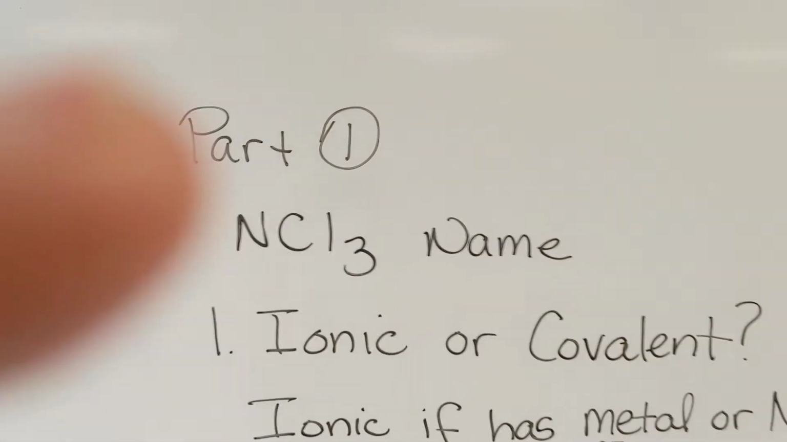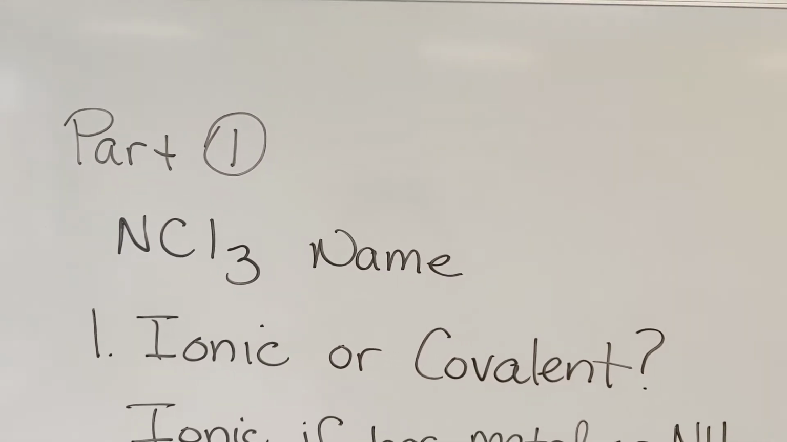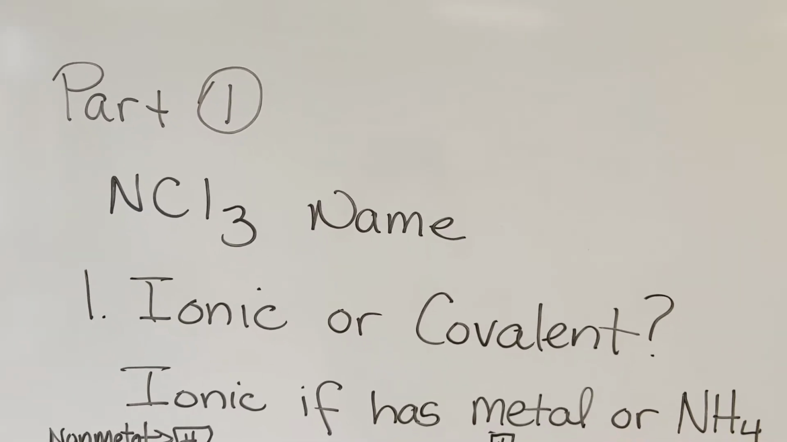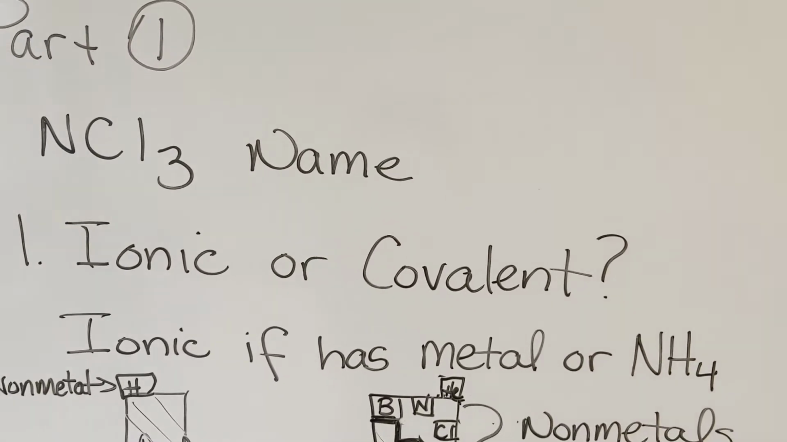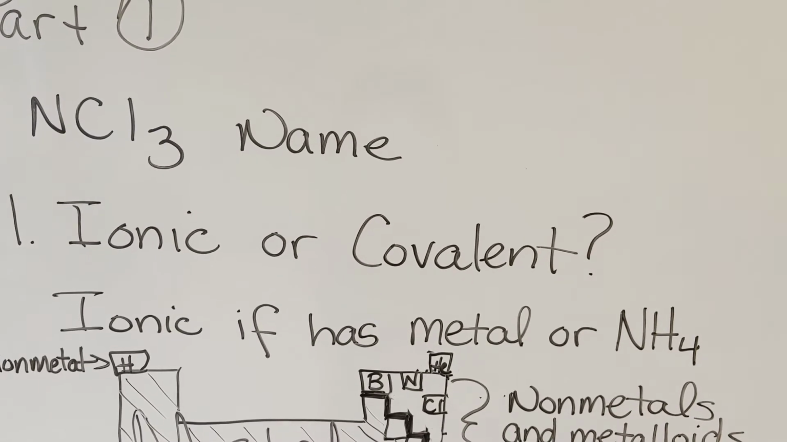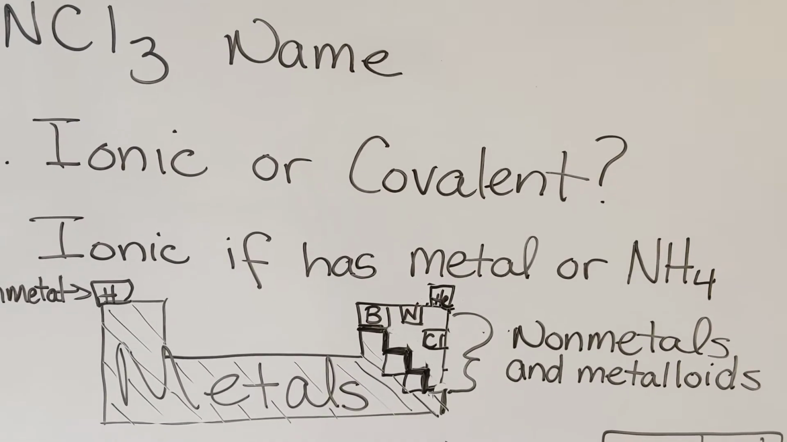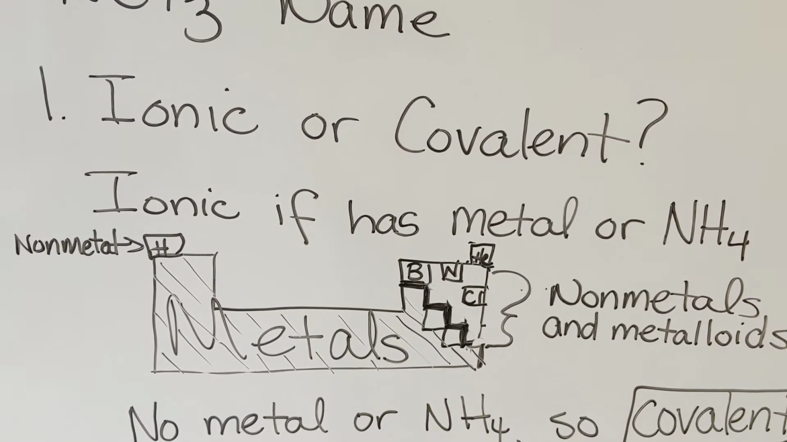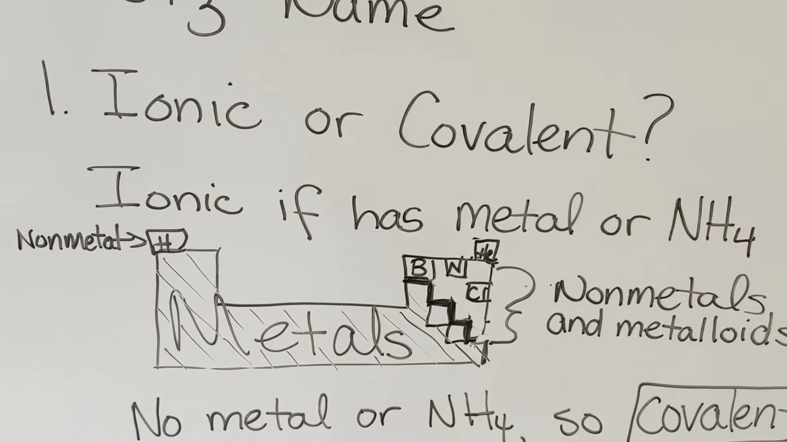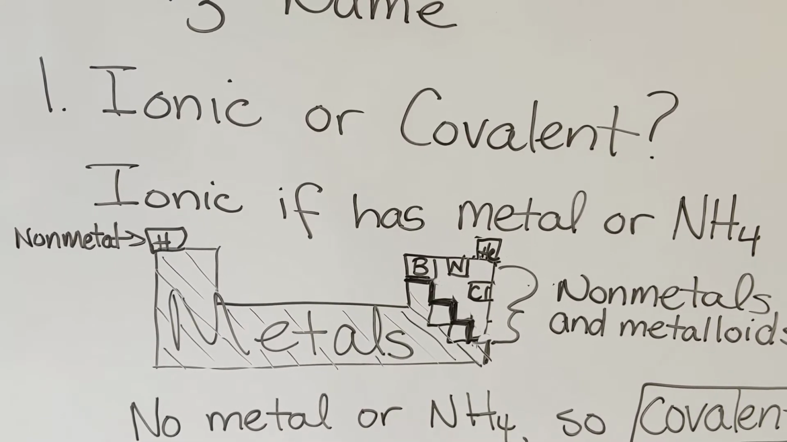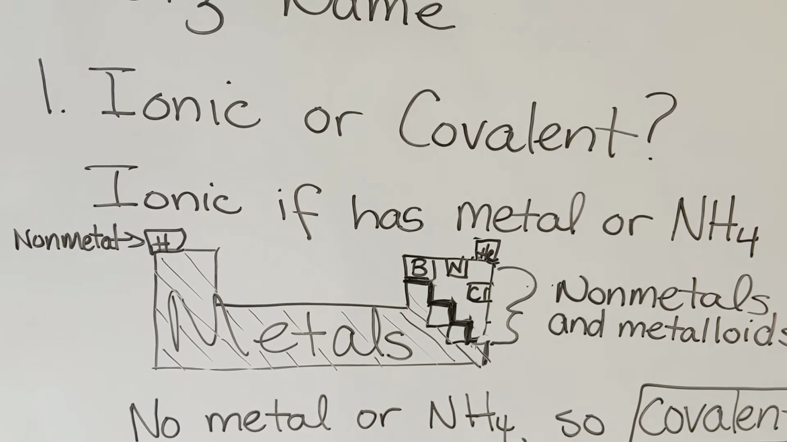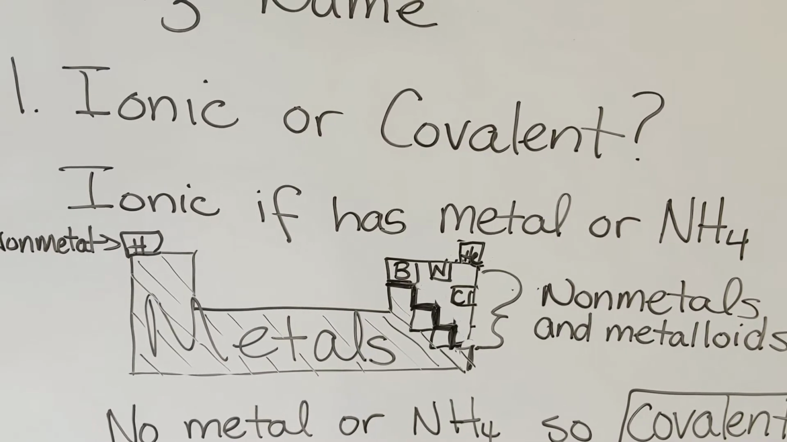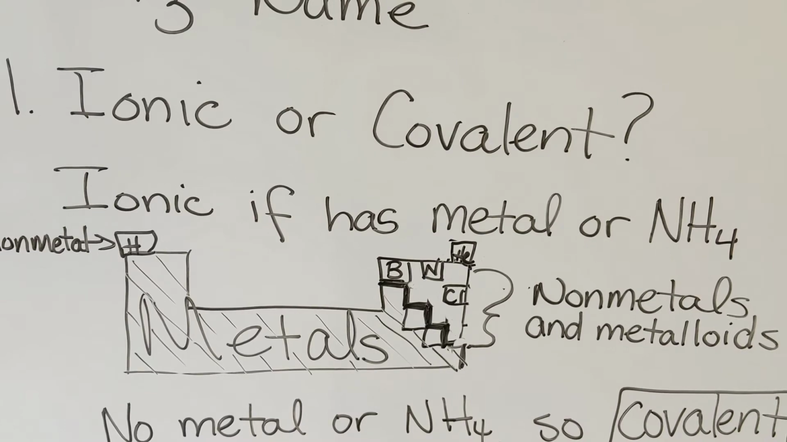For naming this compound, the first question really for anything to do with compounds is to know if they are ionic or covalent. The ionic compounds have a metal or NH4, which is ammonium. The periodic table is set up to show you that most of the elements are metals, but hydrogen is a nonmetal, and the elements that are to the right of the dark black line, the staircase, and germanium and antimony that are under the black line are nonmetals and metalloids.